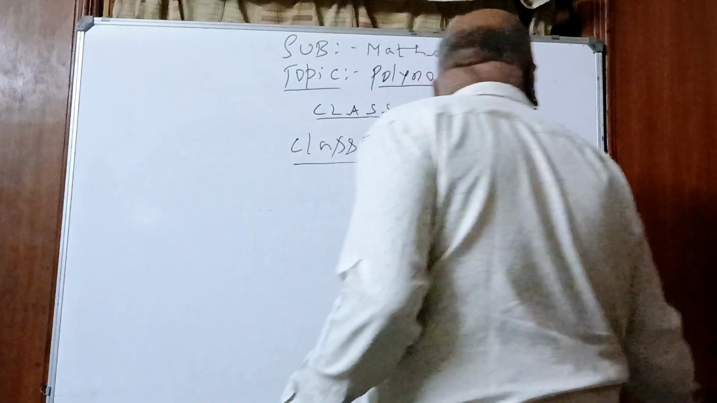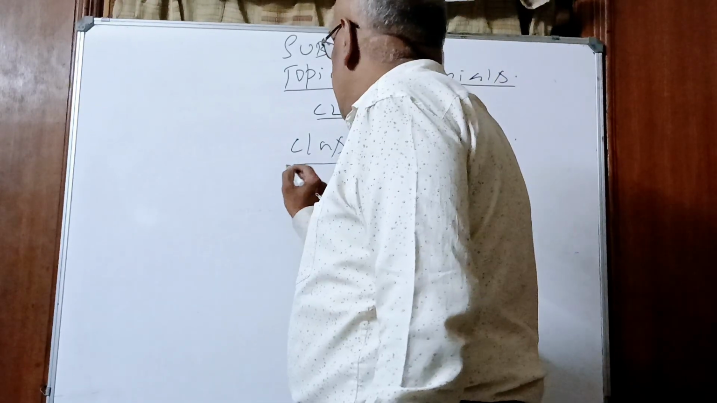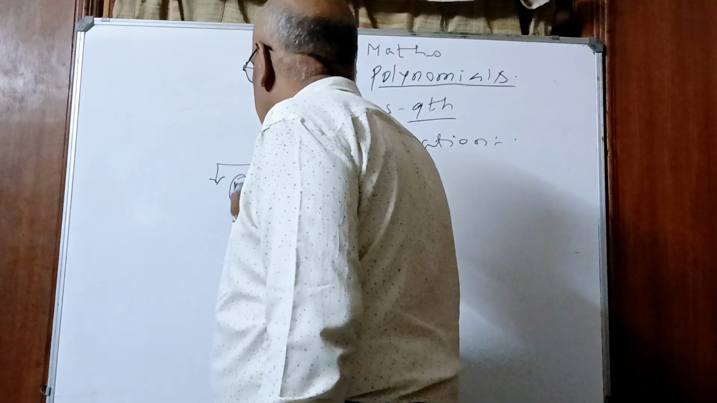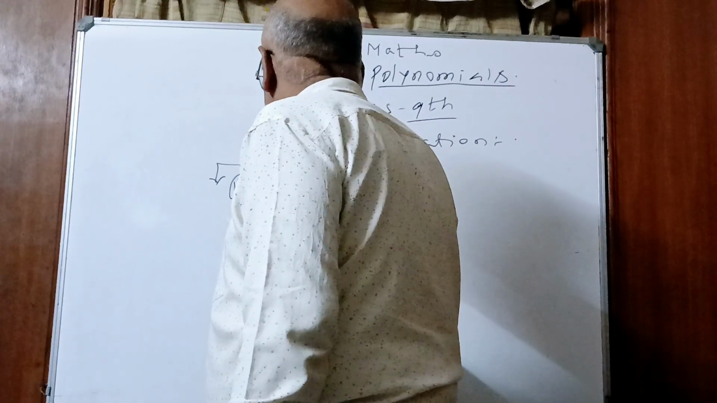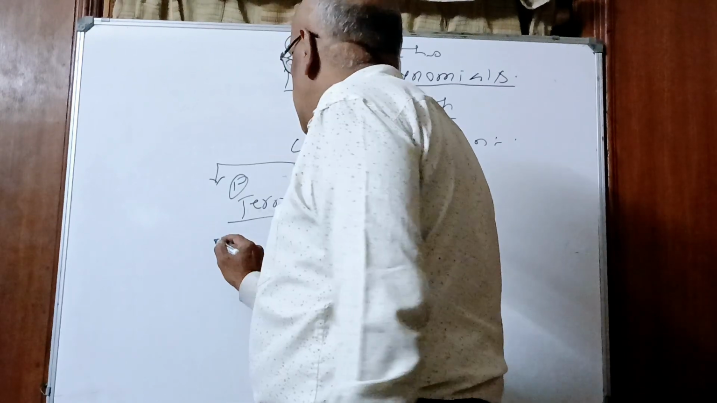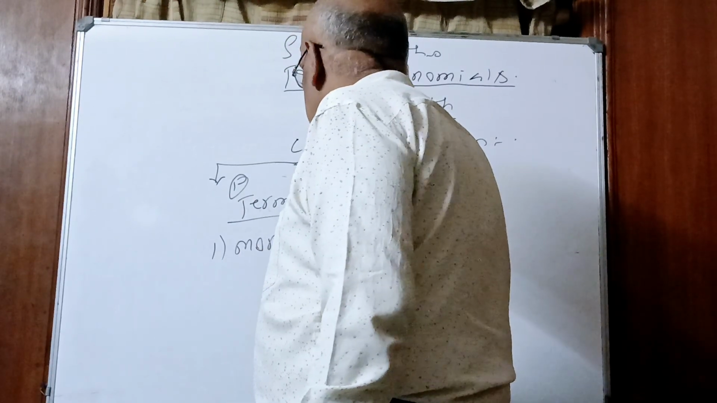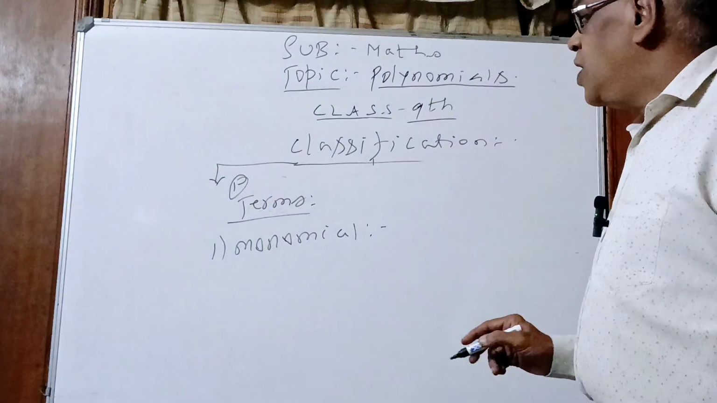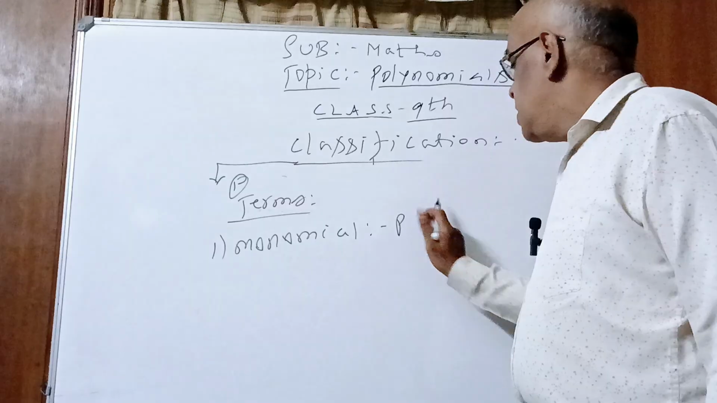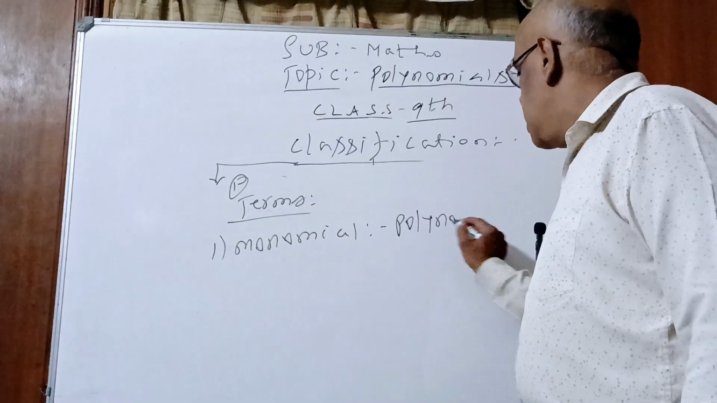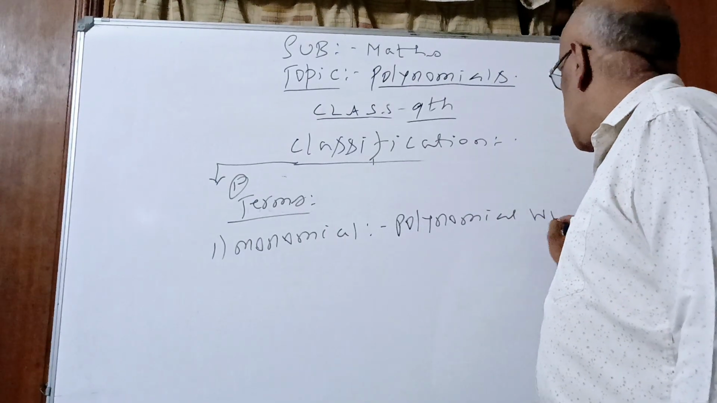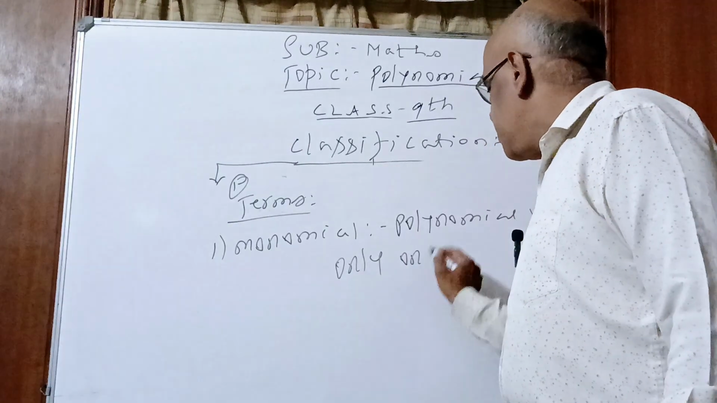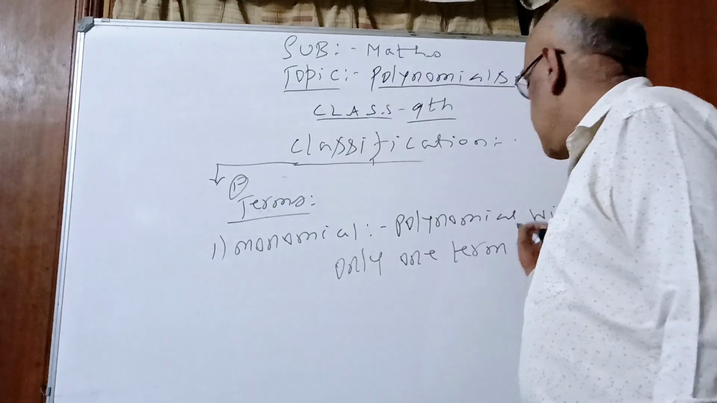Again, I'll write it here. Based on what, children? Based on terms. It is classified into what? Monomial, binomial, trinomial, polynomial. What is monomial? Polynomial with only one term. One term. What is term?